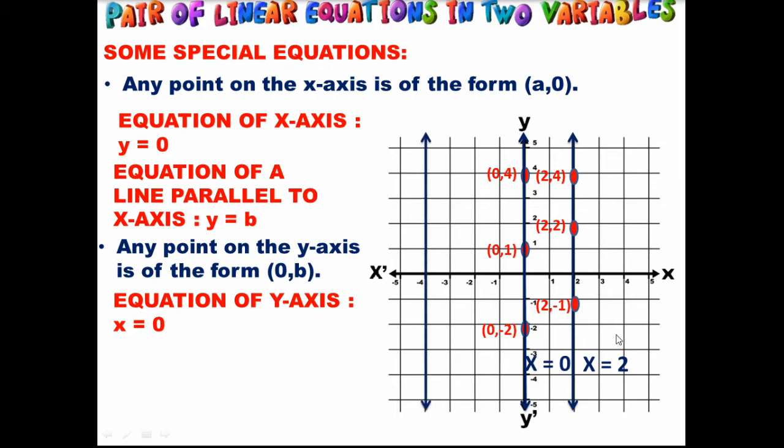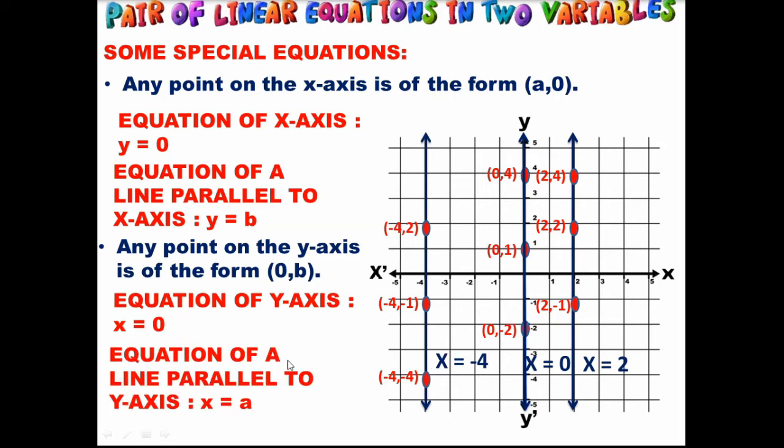Similarly, consider some line parallel to the y-axis on the negative side of the x-axis, that is x equal to minus 4. Then the coordinates are such that the x coordinate is fixed and it's equal to minus 4. So obviously the equation of this line will be x equals minus 4. So I can say any line parallel to the y-axis will have an equation x equal to a, where a is the point through which it passes. If it passes through 2, it is x equals 2. If it passes through minus 4, it's x equals minus 4.